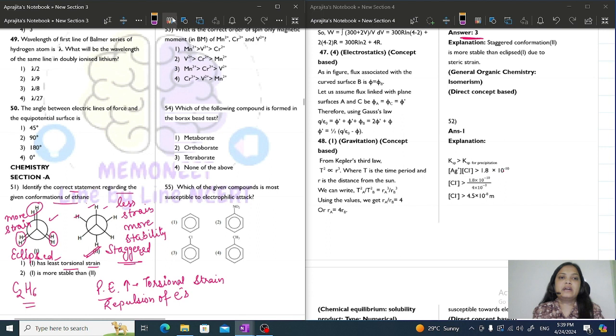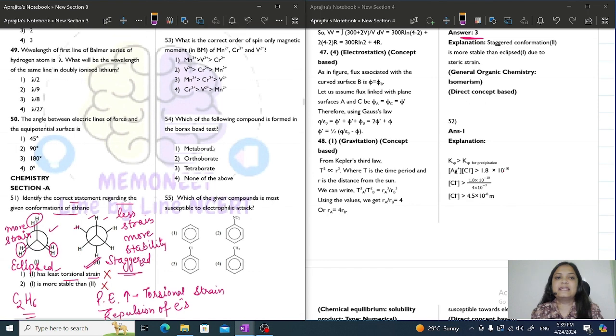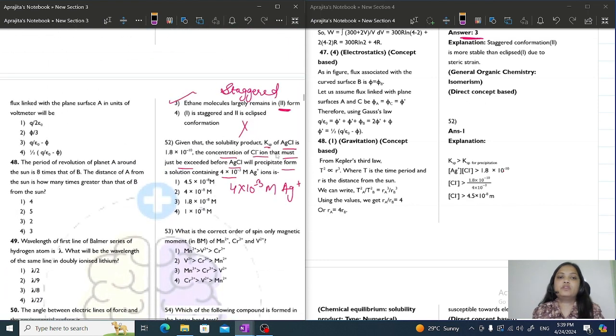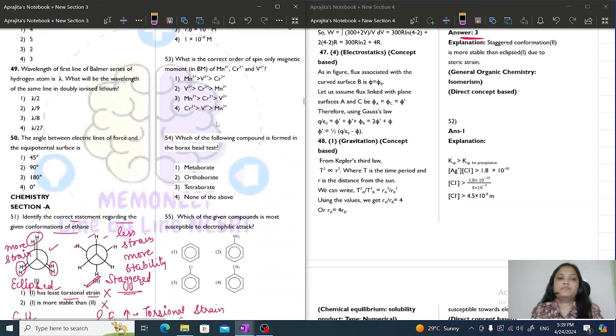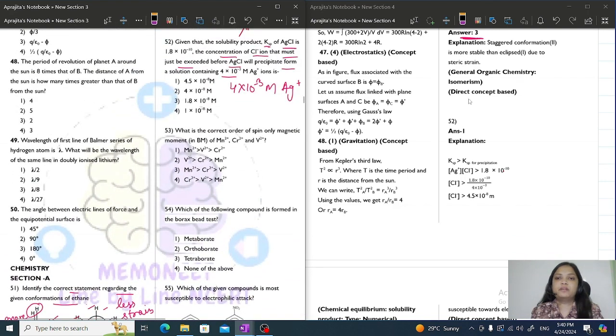Now let's have a look at the options. The first statement is "1 has least torsional strain." This is wrong because 1 has most torsional strain. "1 is more stable than 2." This is also wrong because 1 is less stable. "Ethane molecule largely remains in the second form." That is true because they remain in the staggered form. "1 is staggered, 2 is eclipsed." This is wrong because we have just discussed the first one is eclipsed and the second one is staggered. So here the answer is option number 3.